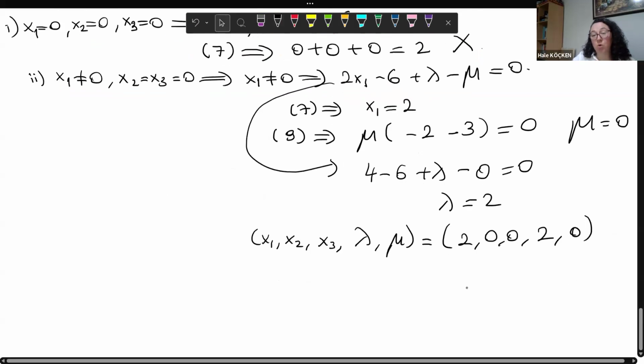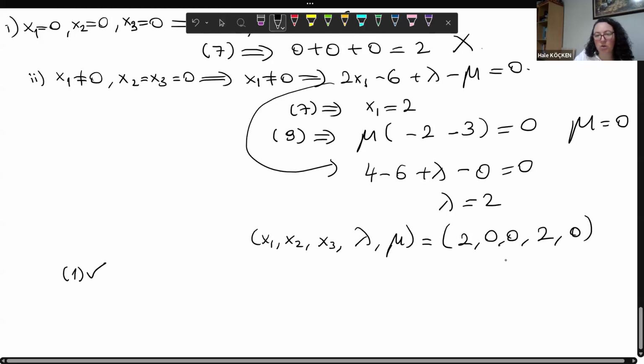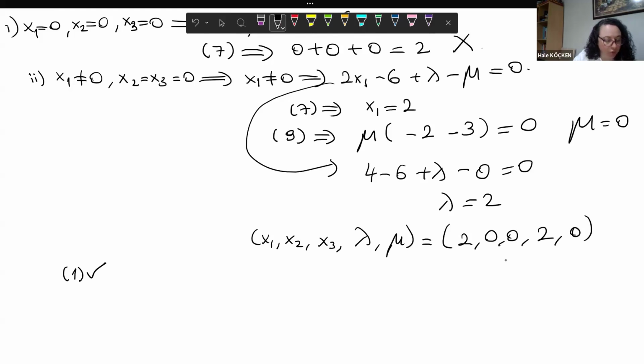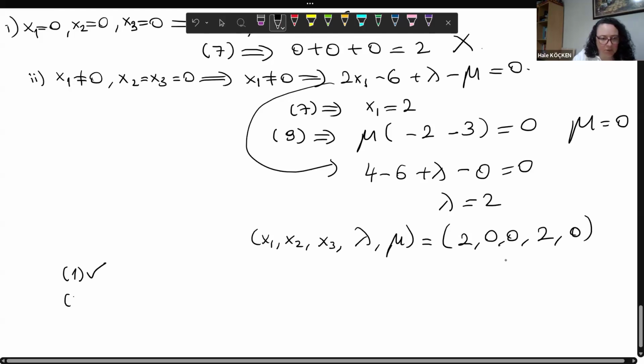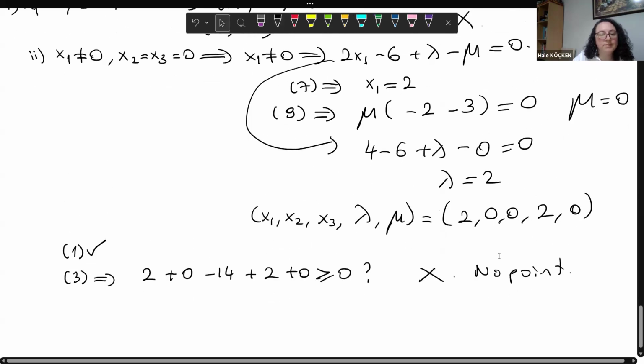Of course, I need to check the inequalities that satisfy with this or not. I don't want to check 1. 1 is automatically satisfied because I use 1 to do the calculation. 2, 4, and 6 already satisfied. What about 3? Let me check the third. x1 plus 0 minus 15 plus 2 plus 0 is greater than or equal to 0 or not. It's obviously no point. It doesn't satisfy the third inequality. So I pass to the next cases.